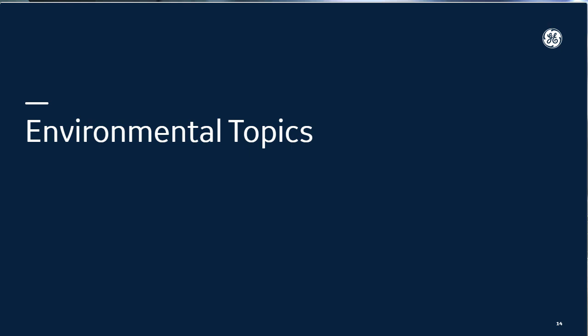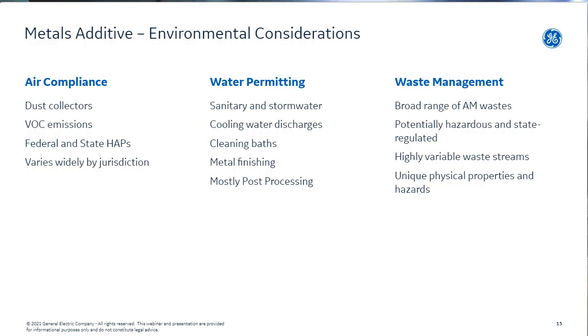Let's move into environmental topics. So what are things that you need to consider from, let's say, a regulatory point of view? First of all, air permitting can be an issue. So if you need to extract fumes, dust, etc., you need to understand if there are specific thresholds, limits to have these exhausts built up and operated.